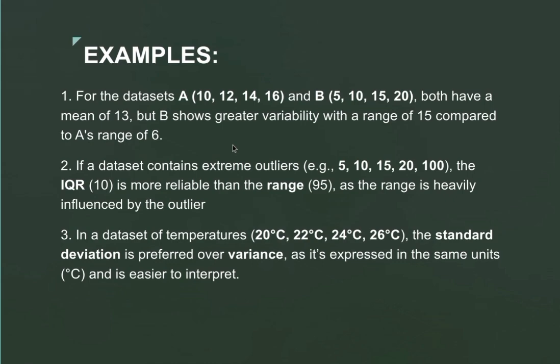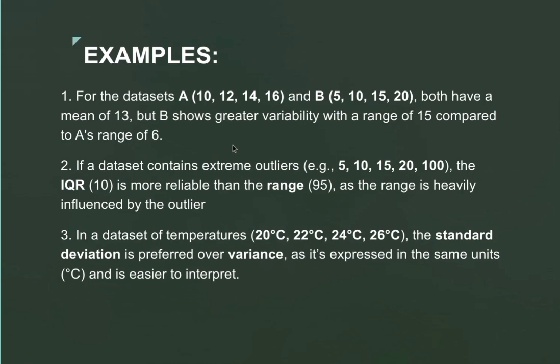If a dataset contains extreme outliers, for example 5, 10, 15, 20, and 100, the IQR of 10 is more reliable than the range of 95, as the range is heavily influenced by the outliers.